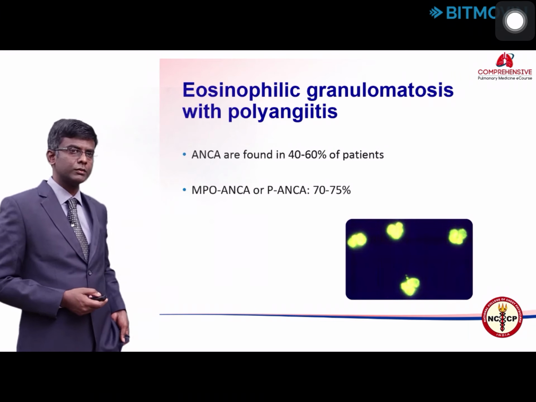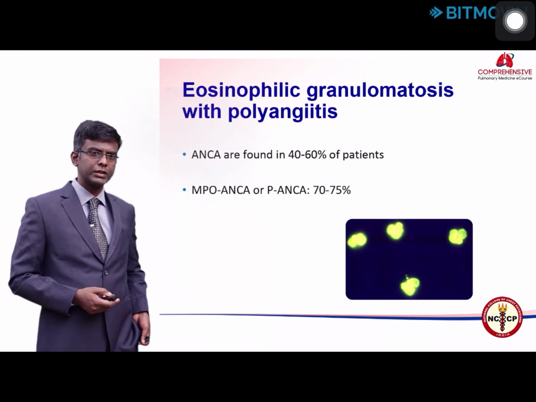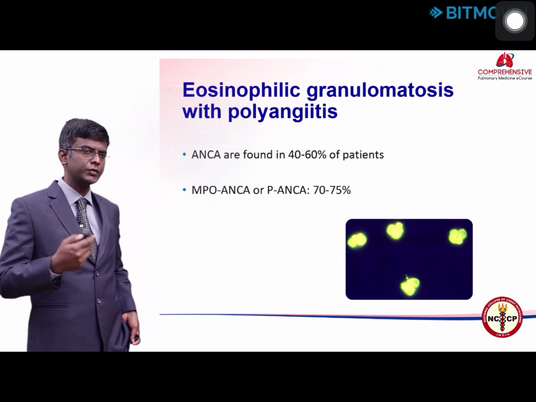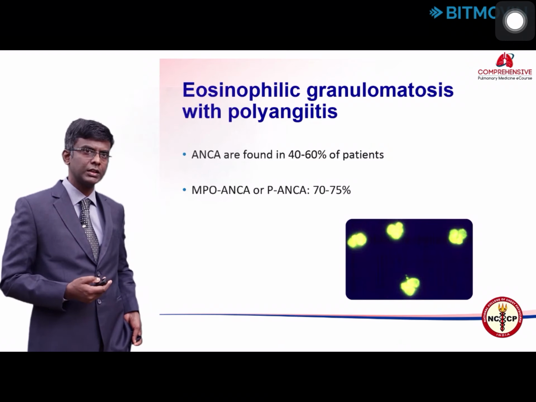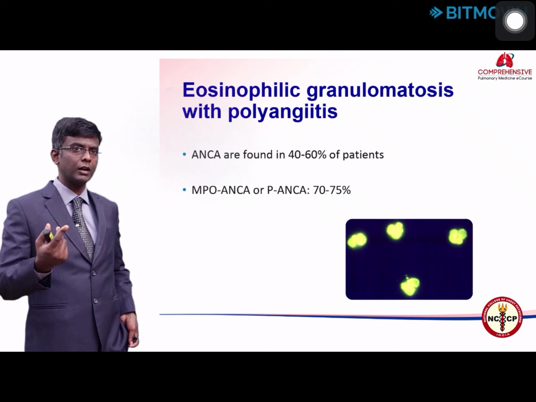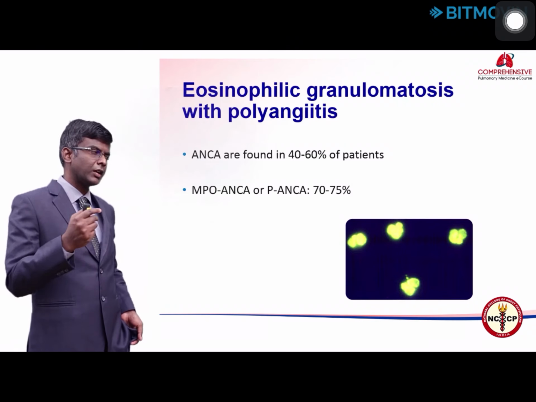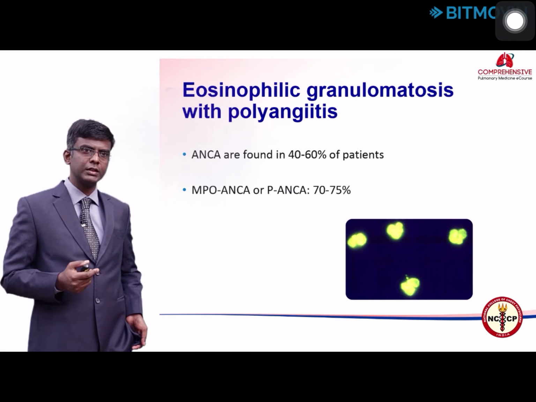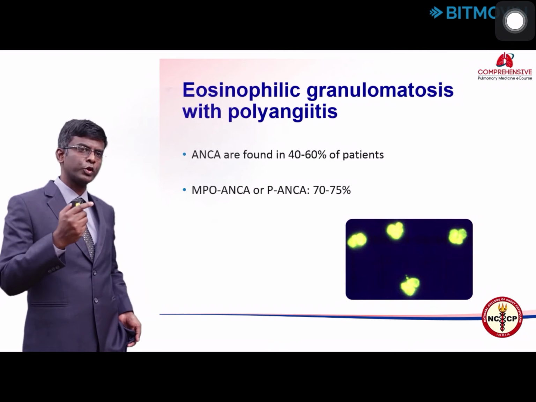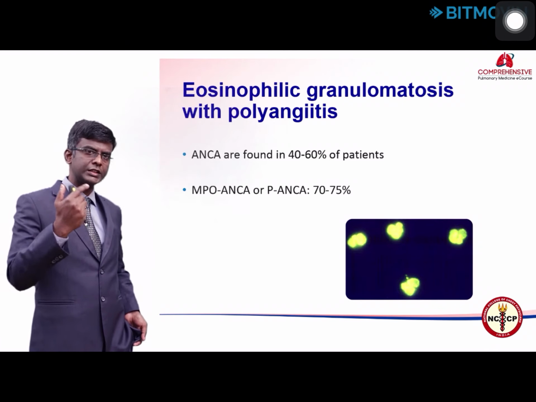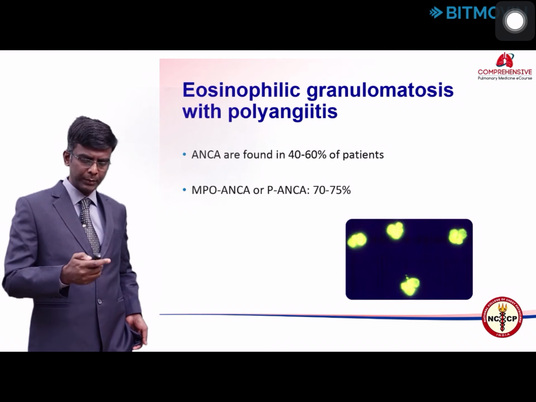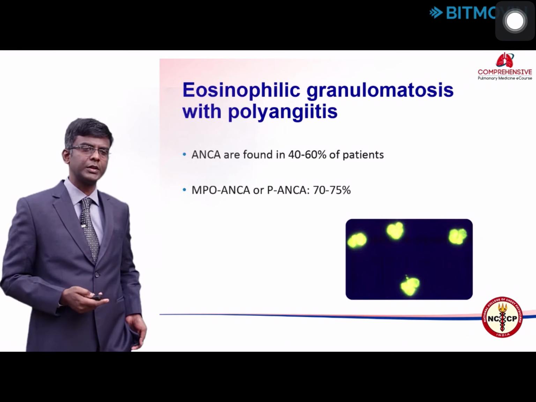ANCA, anti-neutrophil cytoplasmic antibody, can be positive in 40 to 60% of cases. So, absence of ANCA does not rule out EGPA, we need to remember that. And what type of ANCAs are present in these individuals? It is myeloperoxidase positive, or the staining is of perinuclear pattern in 70 to 75% of cases.